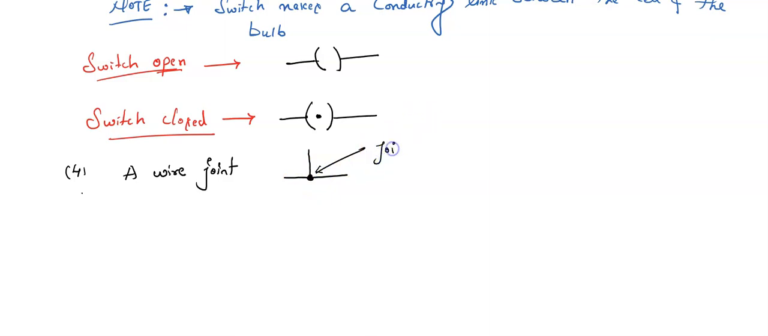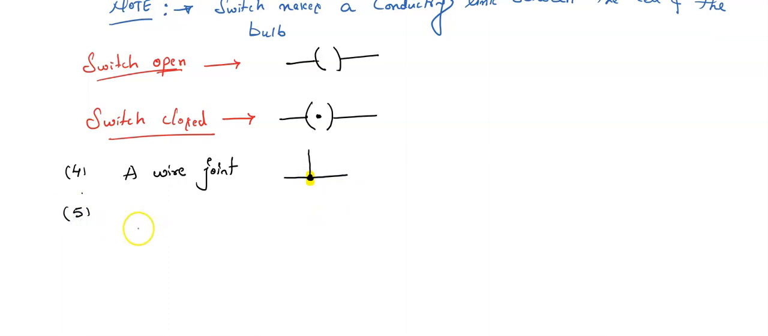This point is nothing but a joint, and this as well as this, both are wires. These two wires we are joining together at this dot. That is known as a wire joint. Got it? So this is the joint. Can you see here? This is the joint, that is a wire joint.